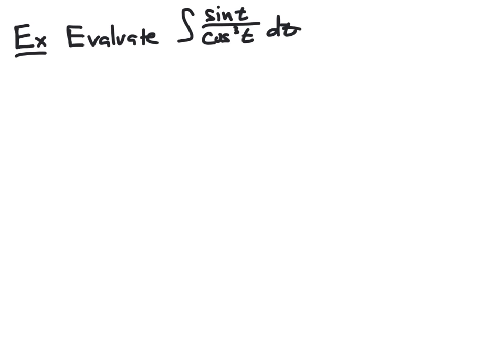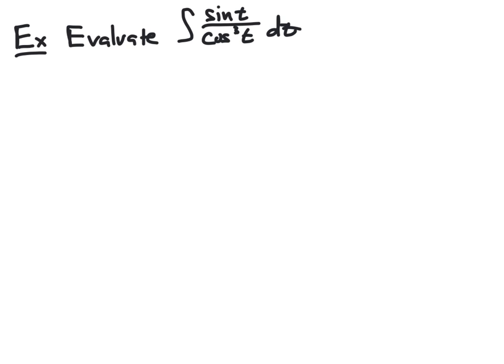In this example, we want to evaluate the integral of sine of t divided by the cosine cubed of t dt. In this case, we have a composition of two functions in the denominator. We have the cosine function being cubed, and we know the cosine function has a derivative that is negative sine, and so the derivative of our inside function is in our integral up to a constant, in particular that negative sign.